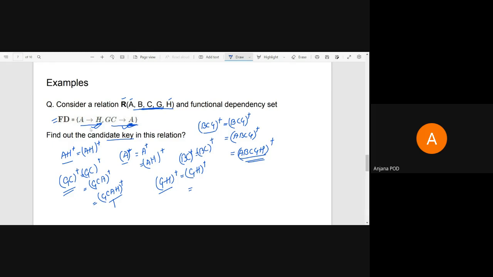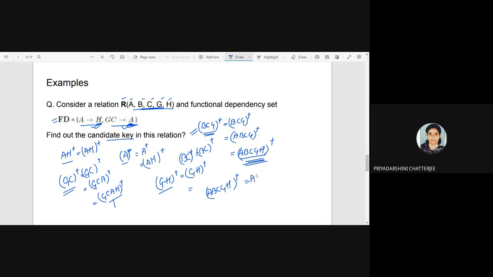So we can see that A and H are present. However, B, C, G are not present. So that is why we simply took out the closure set of B, C, G, and then we got the answer. Ma'am, what about the entire attribute set, like A, B, C, G, H closure?